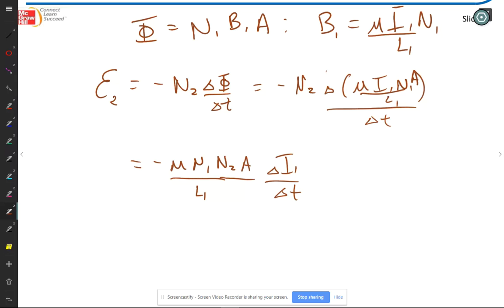So the induced voltage in the second coil is related to the number of turns in the first coil times the number of turns in the second coil times the area of my loops divided by the length of the first coil and then the rate at which current is changing. So that's how we induce a voltage with a transformer.